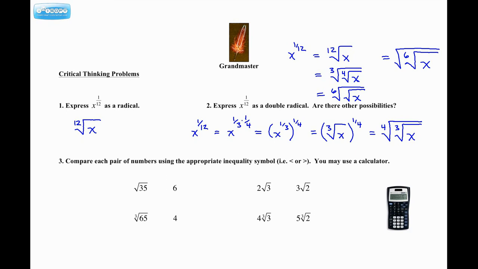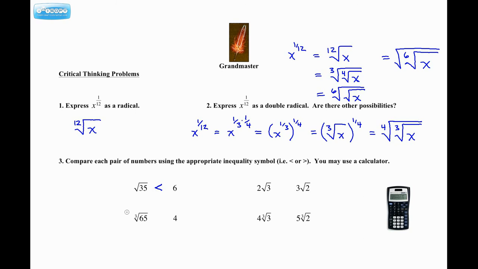Number 3, compare each pair of numbers using the appropriate inequality symbol. So less than, greater than. You may use a calculator just for these ones. We want to compare the square root of 35 to 6. I would expect you to be able to do this one in your head, because we know that 6 is the square root of 36. But this is a bit smaller. So 6 is definitely larger, and remember, the mouth always eats what's bigger.